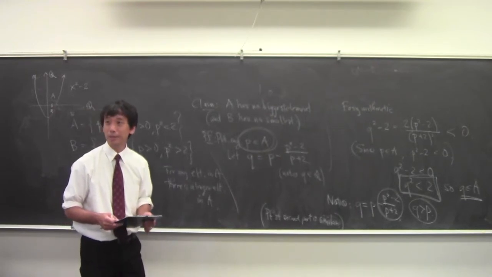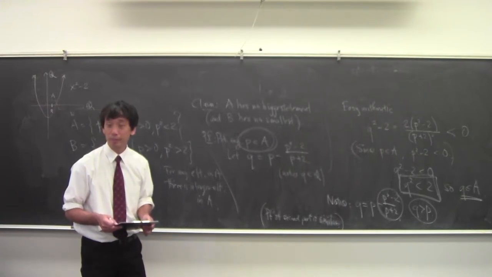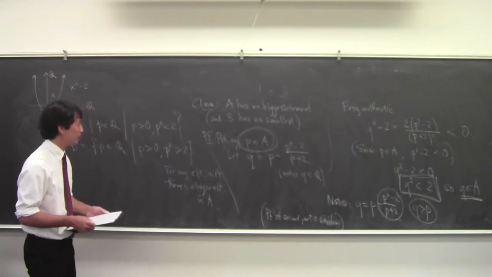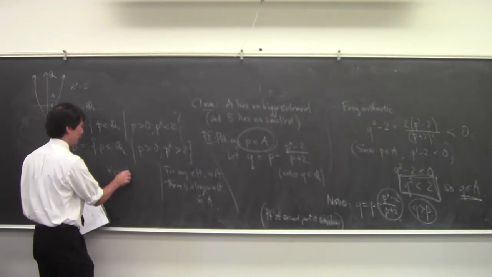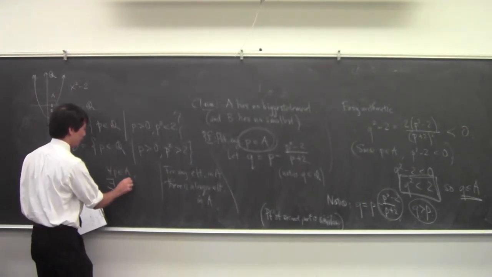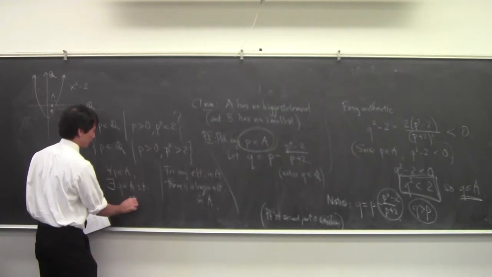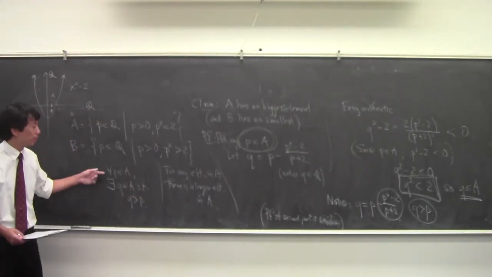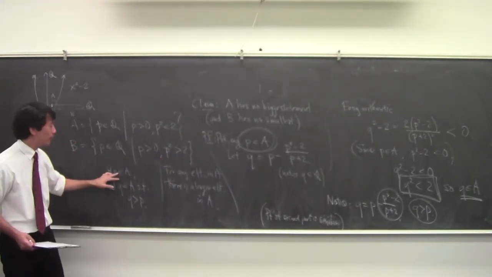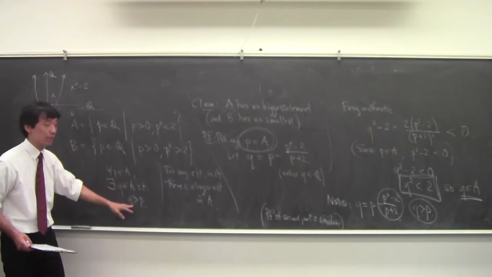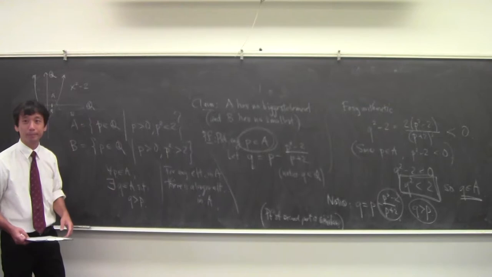Yes, Helen. So in notation terms, we pretty much prove that for all P in A, there is a Q in A. Yeah, that's what I was starting to write here. For all P in A, there exists a Q in A such that Q is bigger than P. That's what we wanted to show. Given any P in A, there exists a Q in A such that Q is bigger than P. And that's what we've shown.